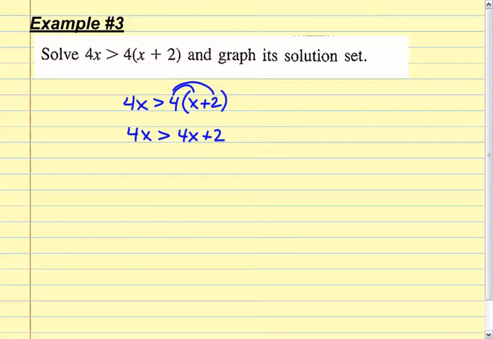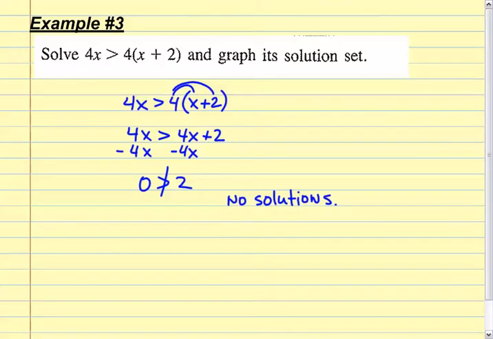Now, let me subtract 4x from both sides, and I'm going to get 0 is greater than 2. Well, that's not true. Okay, well then there are no solutions to this inequality. There's no value of x that I can plug in that would make that a true statement. All right. Nice job there.